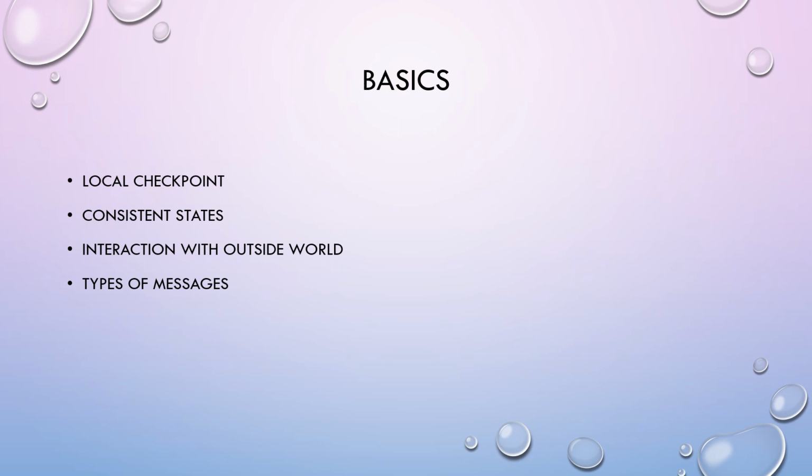So these are the five possible message types: in-transit message, lost message, delayed message, orphan message, and duplicate message. These are the basics, and with these, together with checkpoints, we can do a proper recovery.